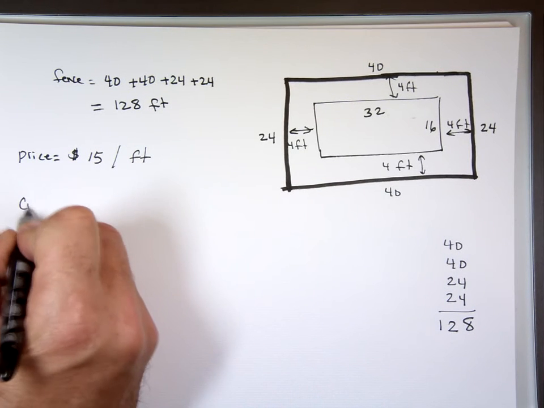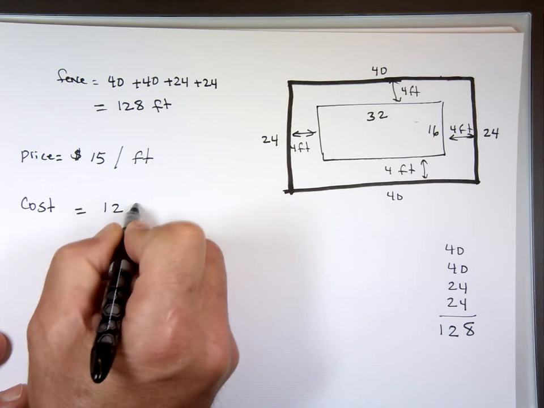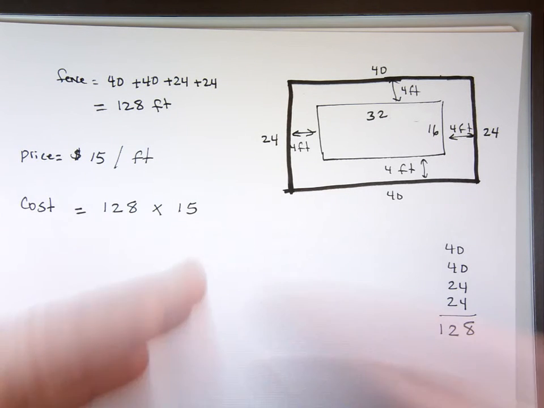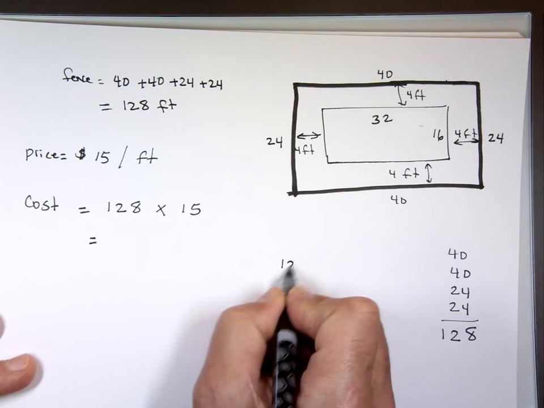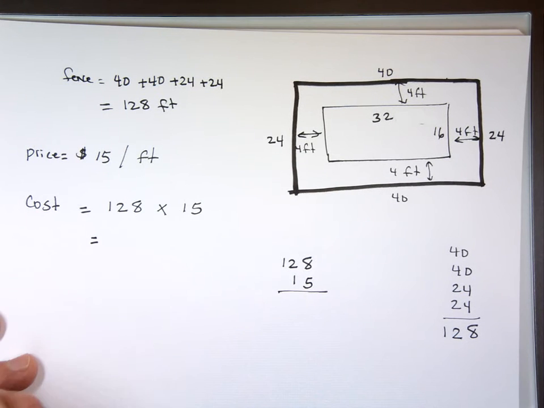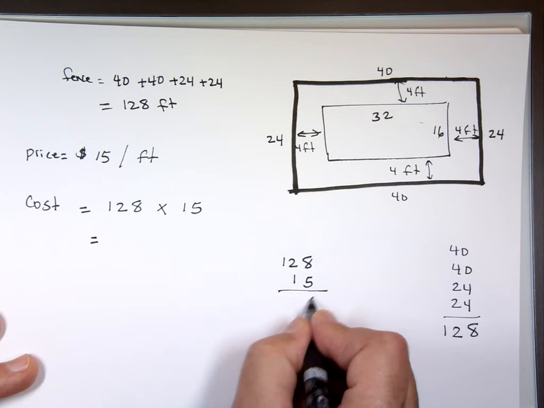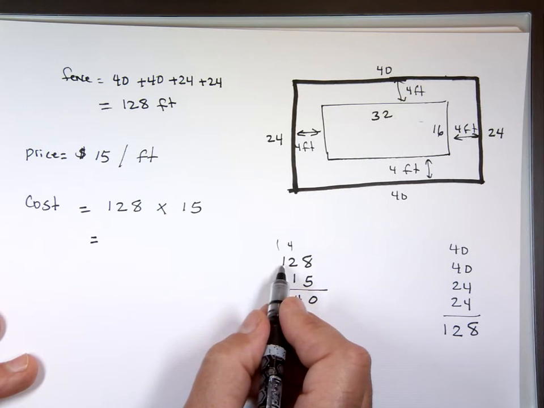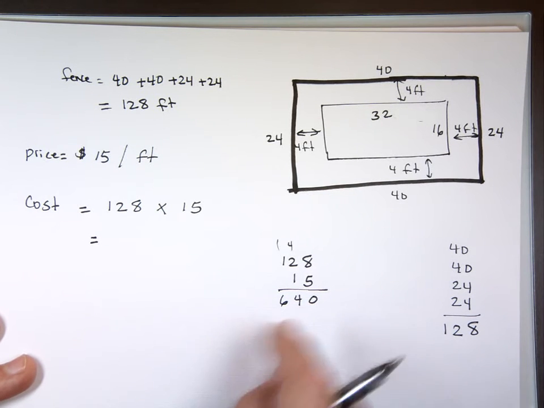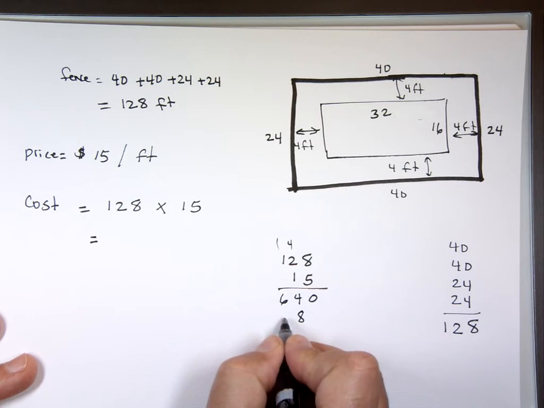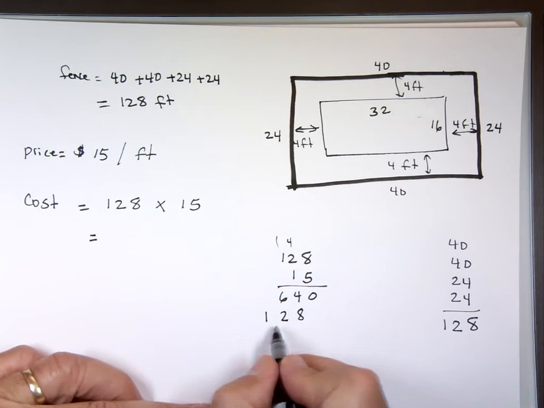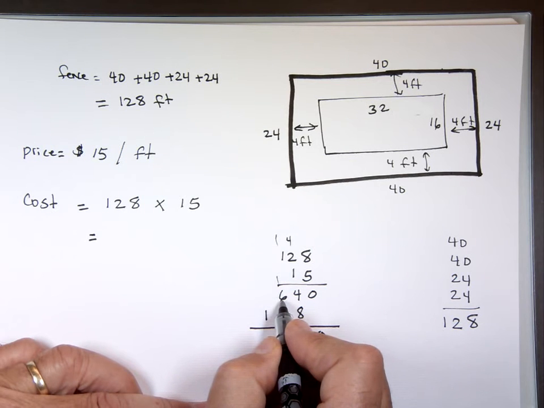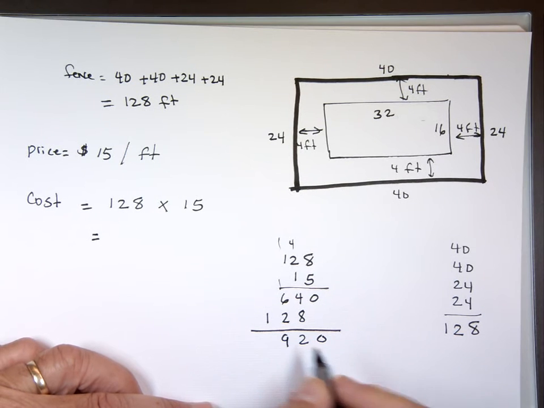So how much is it going to cost you to buy that fence? It's going to be 128 feet times the $15 per foot. I didn't deal with the posts and the gate and all that. So let's multiply. 5 times 8, 40. 5 times 2, 10 and 4, 14. 5 times 1 is 5 and 1 is 6. 1 times 8, 1 times 2, and 1 times 1, 1. 0. 4 and 8 is what? 12. 2 carry 1. 1 and 6 is what? 7 and 2, 9.